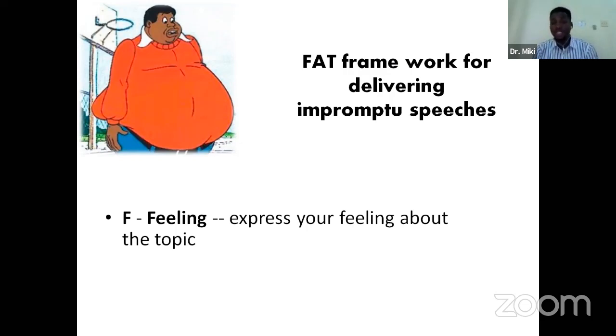So basically, you start by talking about how you feel. So if you invite me to an occasion without prior information and you expect me to say something, I will begin by expressing my feeling. So good afternoon, ladies and gentlemen. I feel so excited to be here today. I feel so disappointed about what is happening around here today.